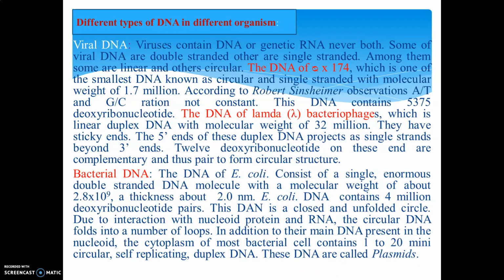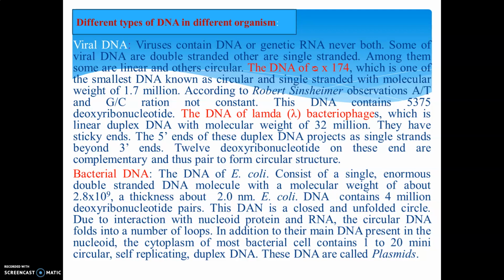Now we look at the different types of DNA in different organisms. First, viral DNA. Second is bacterial DNA. So now we look at viral DNA. Viruses contain DNA or genetic RNA, never both. Some of the viral DNA is double stranded, others single stranded. Among them, some are linear and others are circular.